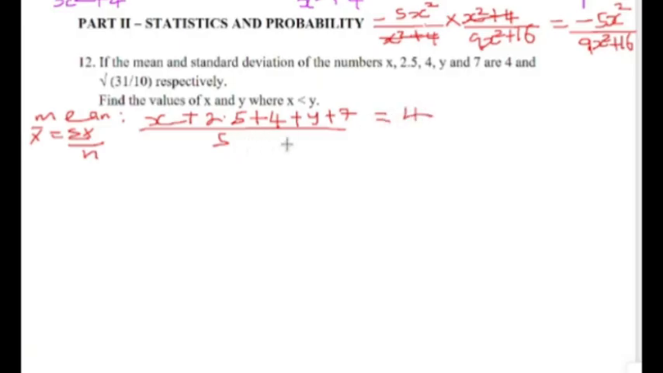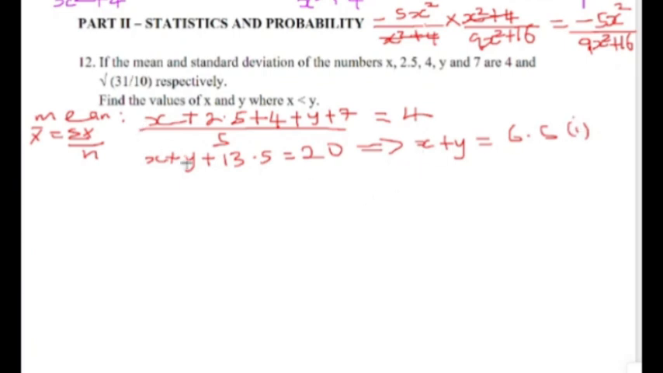Okay, so let's add this up quickly. It's going to be x plus y plus 4 plus 7 is 11. 11 plus 2.5 is 13.5. Cross multiply this, 5 times 4 is 20. So this implies x plus y is equal to 20 minus 13.5, which will give us 6.5. So this forms equation 1.